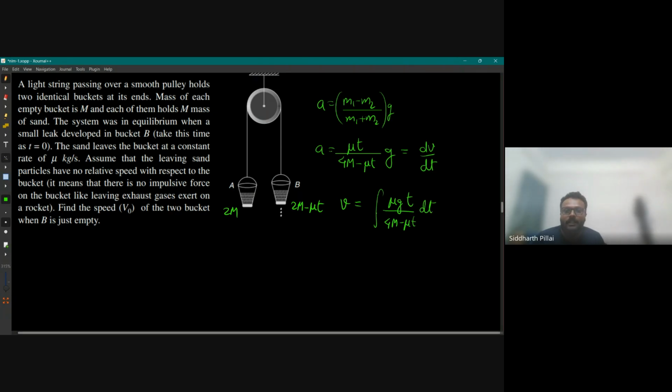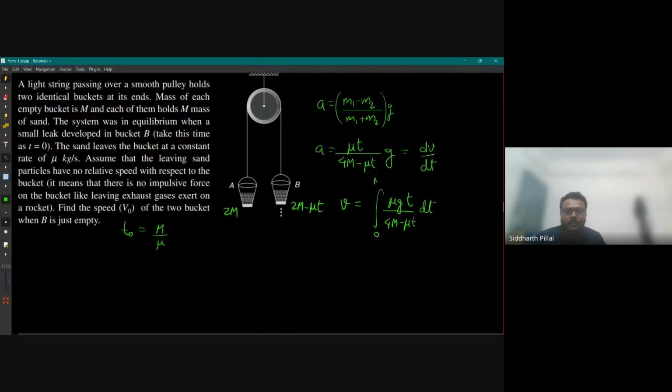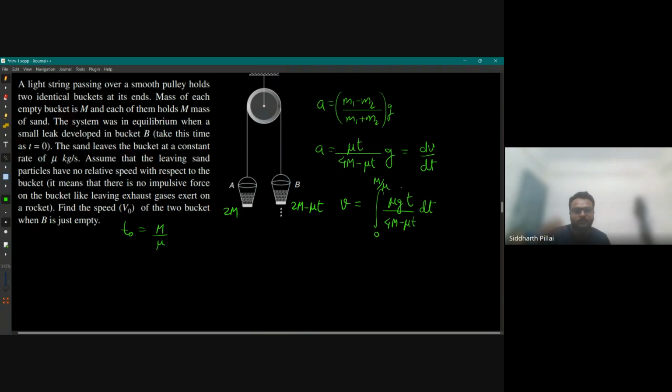And what are the limits of the integration on the right side? That will be 0 to the time it takes to empty the bucket. So let's say that time is t naught, which is just m by mu, right? I'll just put t naught here. Finally, we'll substitute what is t naught.